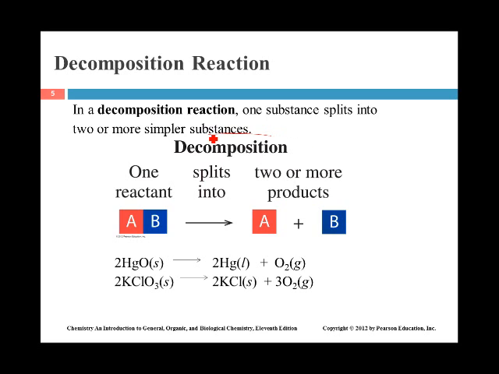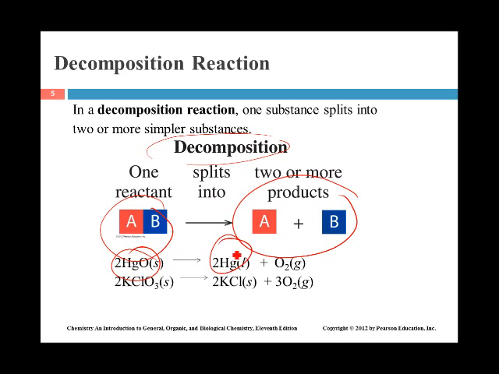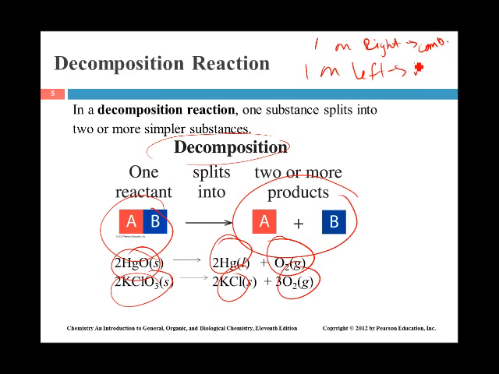Alright, decomposition is the exact opposite. Instead of having 2 things on the left and 1 on the right, now you have 1 thing on the left and 2 things on the right. So to break it down, if you have 1 thing on the right, that's going to be combination. If you have 1 thing on the left, that's going to be decomposition.